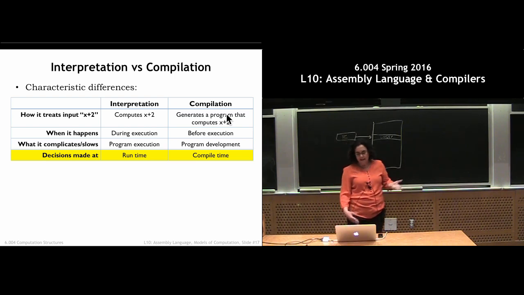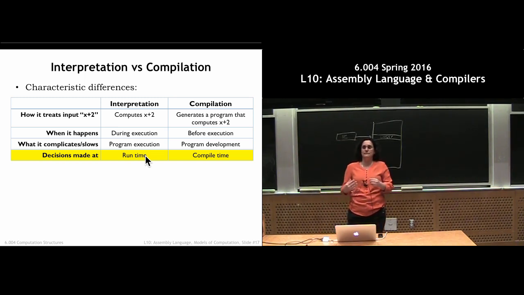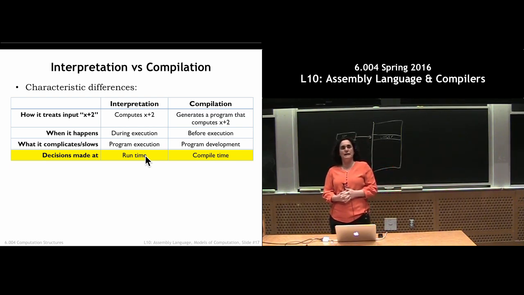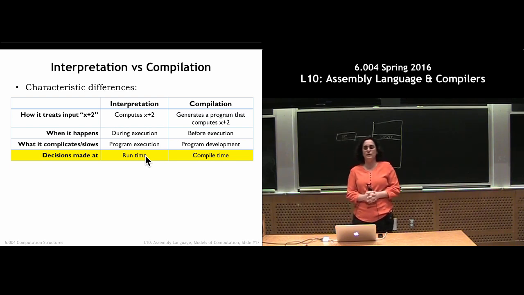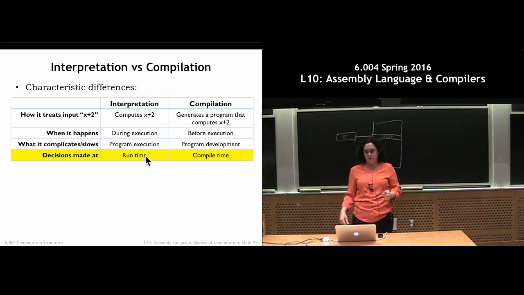Okay, and finally, decisions in interpretation are made at runtime, whereas in compilation, they're made at compile time. This is actually a case where interpretation kind of wins out a little bit, because you're leaving the decision till later, you can actually support much more flexible things with interpretation. So for example, you might be able to use the same piece of code to handle different data types, whereas in compilation, you'd have to have two separate pieces of code, one for each of those.